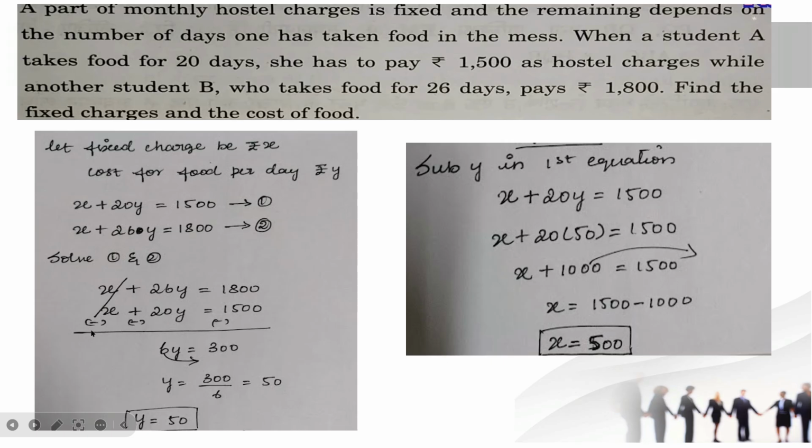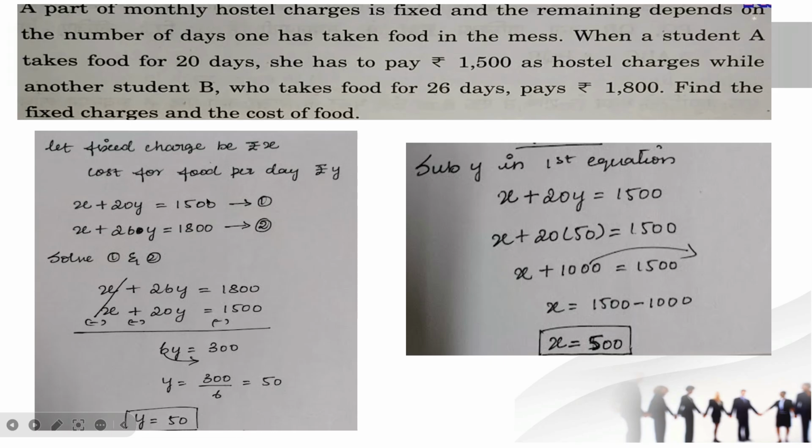As both X are positive, I am subtracting them. Subtracting, X and X will go off. 26 minus 20 is 6Y. 1800 minus 1500 is 300. So Y is 300 by 6, which is nothing but 50. So 50 rupees they are charging for 1 day meal.